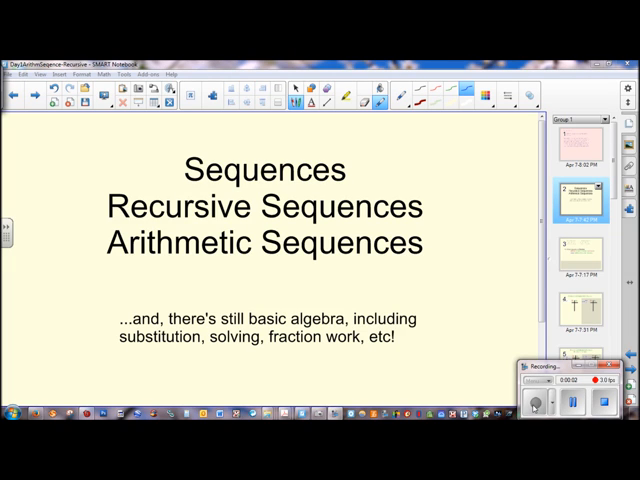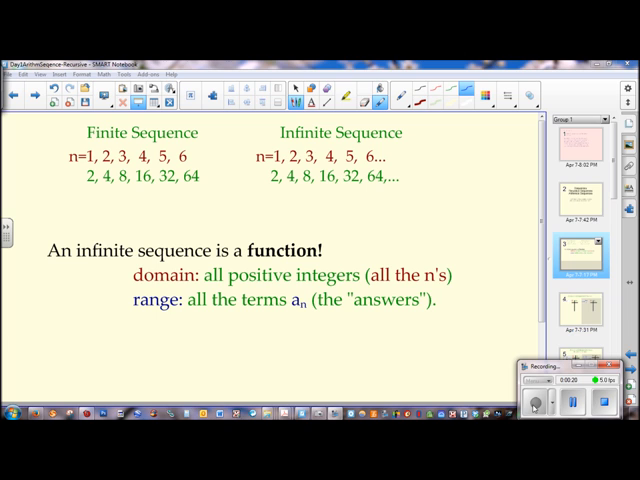This video begins our unit on sequences and series, and the first thing we'll talk about are sequences today. We'll be doing some new work with sequences, but we'll still need to go back to our old basics, working with fractions, being able to substitute, solving simple equations. We'll first talk about the difference between a finite sequence and an infinite sequence.